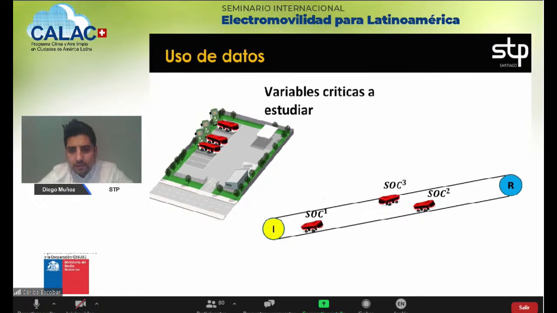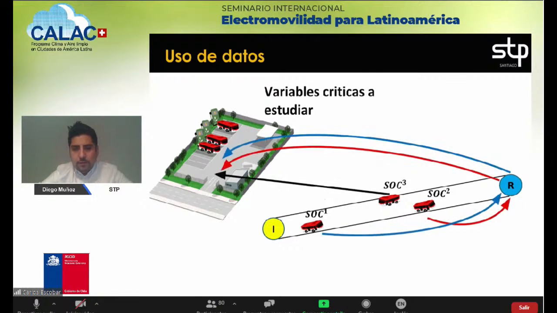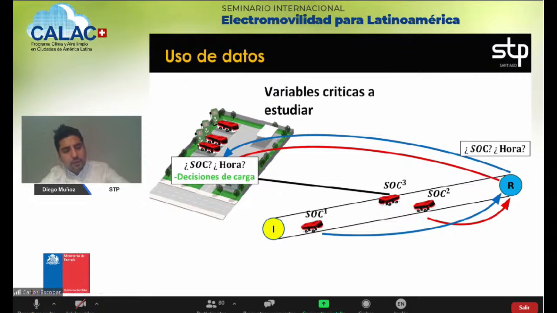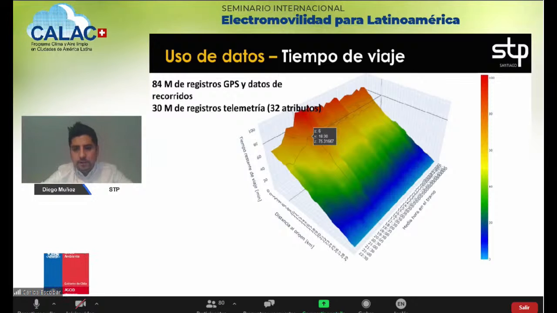Now, regarding data usage, what do you need? If I have three buses en route, what I'm interested in knowing is at what time and with what SOC they will come to the terminal. That's a question that we always ask ourselves. Why is this question interesting? Basically, because the terminals are where you make the charging decision. So it's important to anticipate that, knowing with what charge they will get there and at what time.